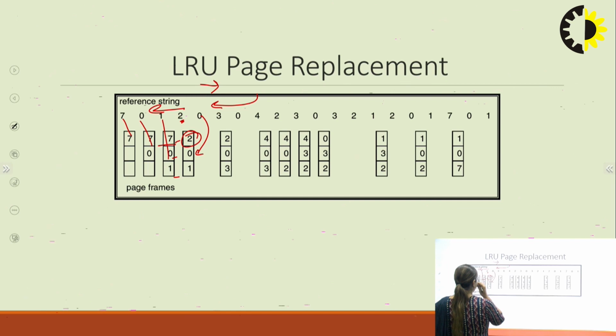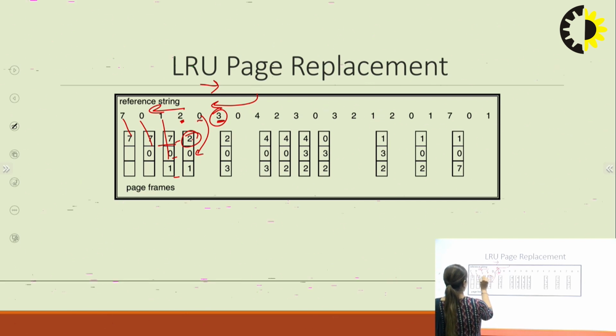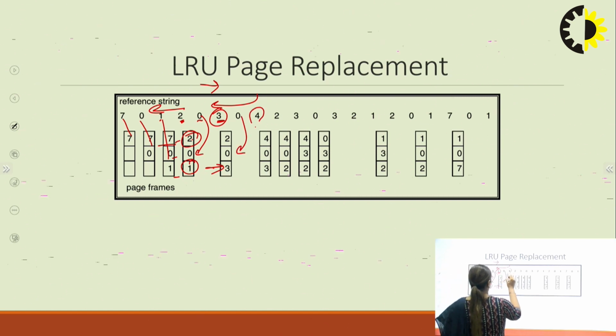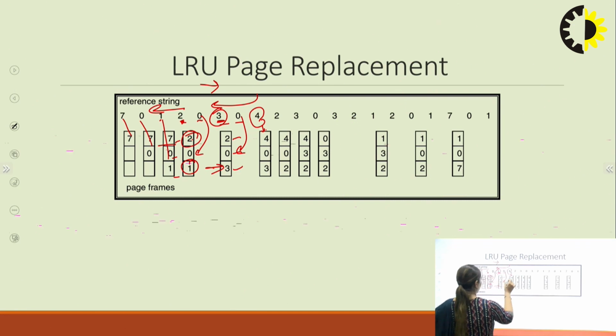0 is here. Now 3 has to be inserted. Out of 2, 0, 1, which is farthest, 0 is here, 2 is here and 1 is here. So 1 is farthest, so 1 will be replaced by 3, right? 0 is already there, okay. Now 4 has to be inserted. Out of 2, 0, 3, which is farthest, 0, 3, 2. 2 is farthest, so it will be replaced by 4, right?